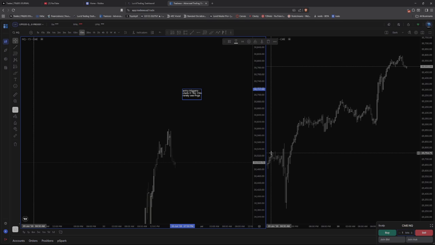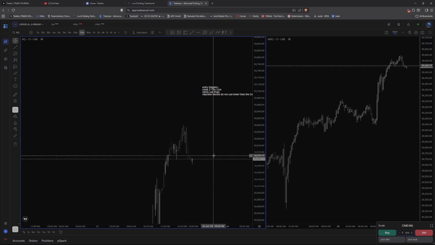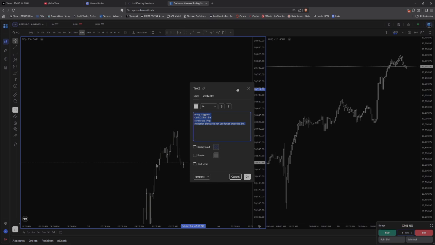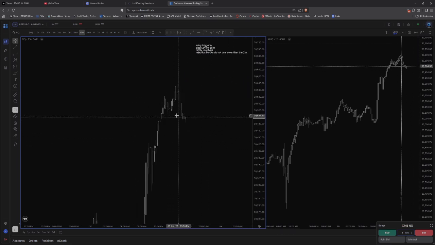So CSDs, sometimes IVGs, and rejection blocks are also one of my favorite entry triggers. I do not use lower than 2 minute, okay? Do not ever use rejection blocks lower than a 2 minute. And rejection blocks here, they're going to be pretty subjective, okay? I'm going to go over an example of how to actually find a good rejection block entry instead of just entering off any wick, okay? And alright, so CSDs, IVGs, rejection blocks, those are just my main entry triggers, okay?